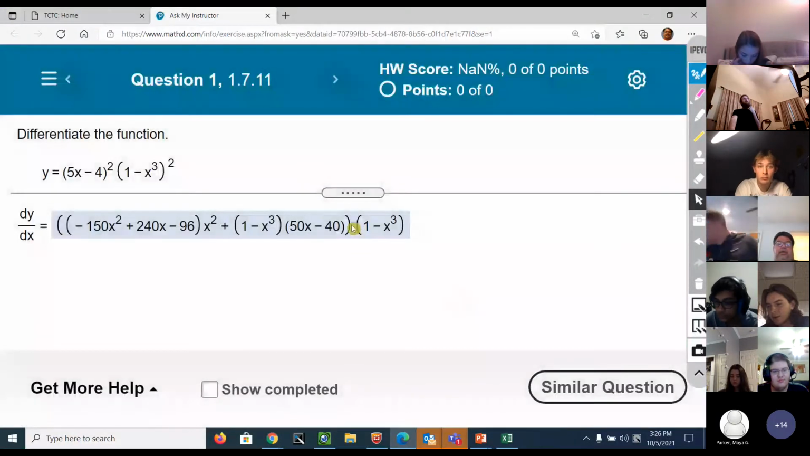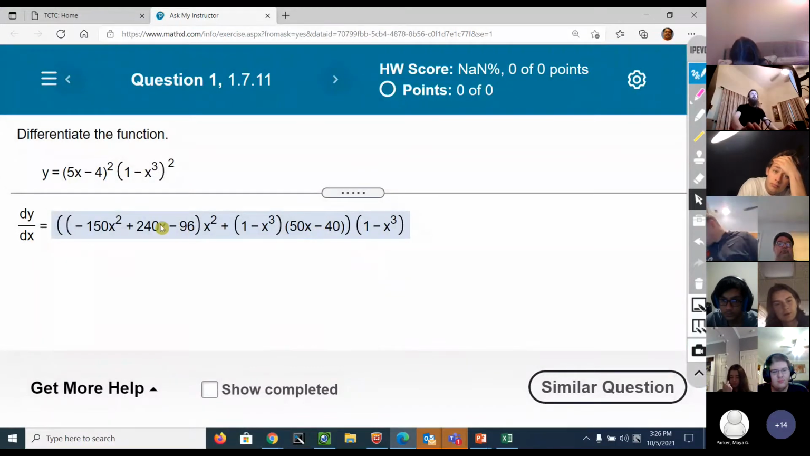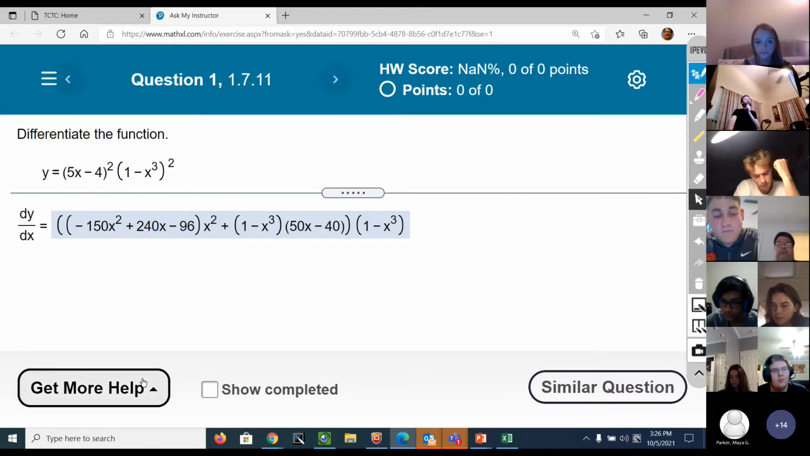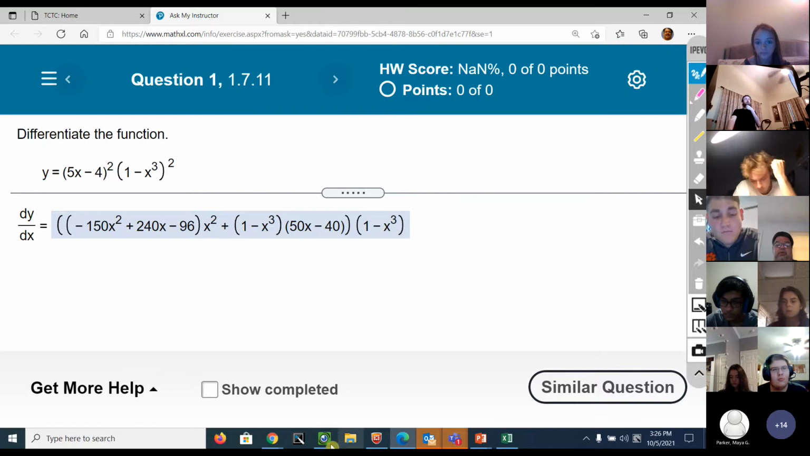Okay, I can't change this. I don't know why, but I don't think that's the right answer. I see negative x plus 1. No, that ain't the right answer, but I can't change it. So I think my answer is correct. There it is right there.